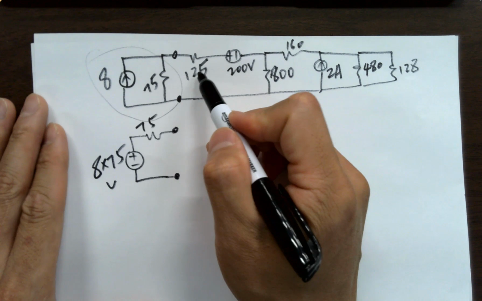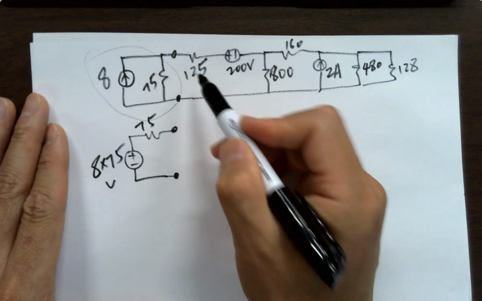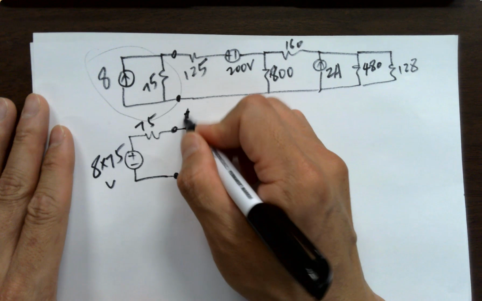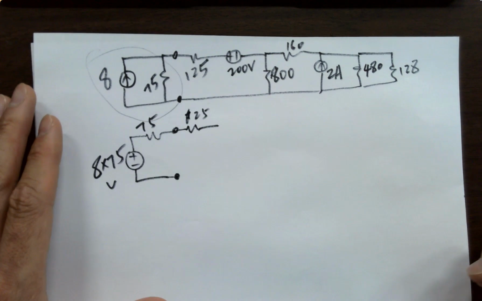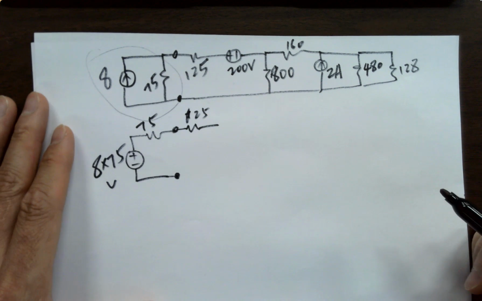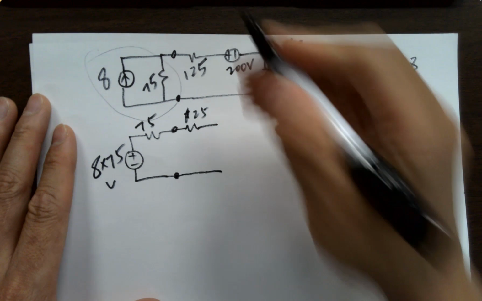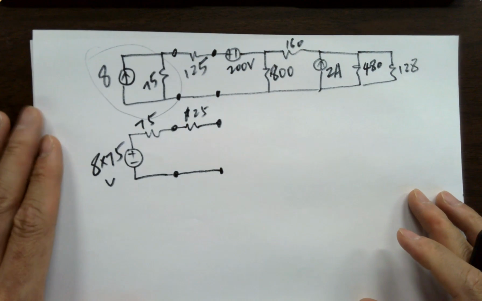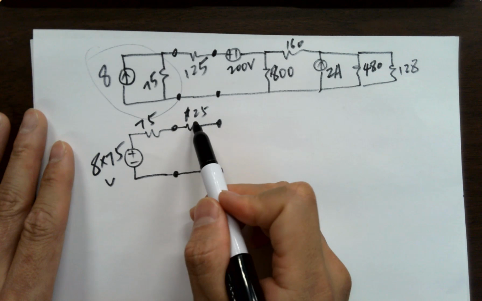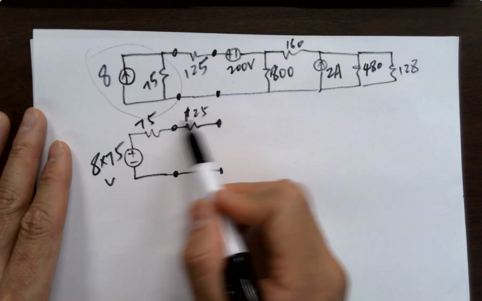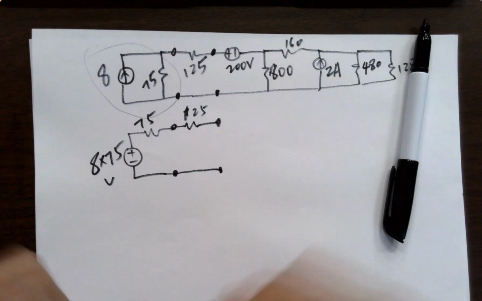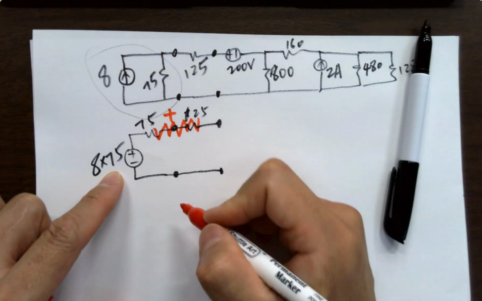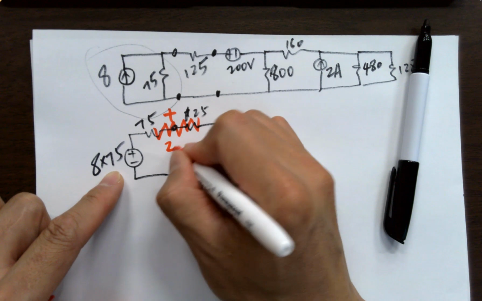What about here? Immediately you see a 125 ohm resistor. What do you want to do? Just add it. Now we are here. Can you add it to it? Sure. It's just a series resistor. So what's the value for this big resistor? 200 ohms, right?